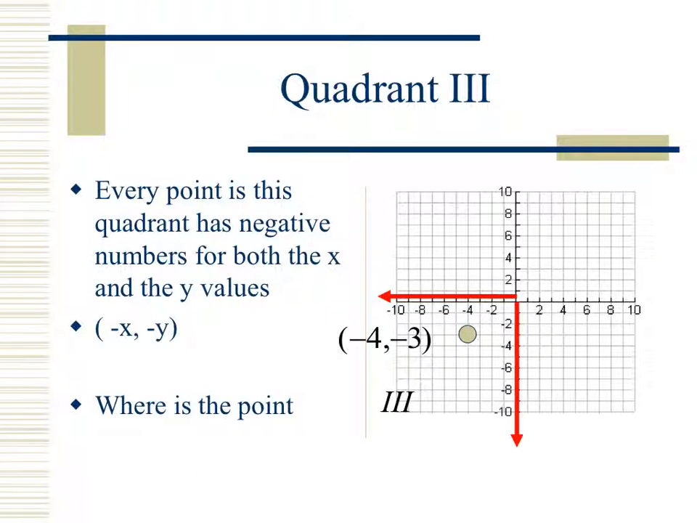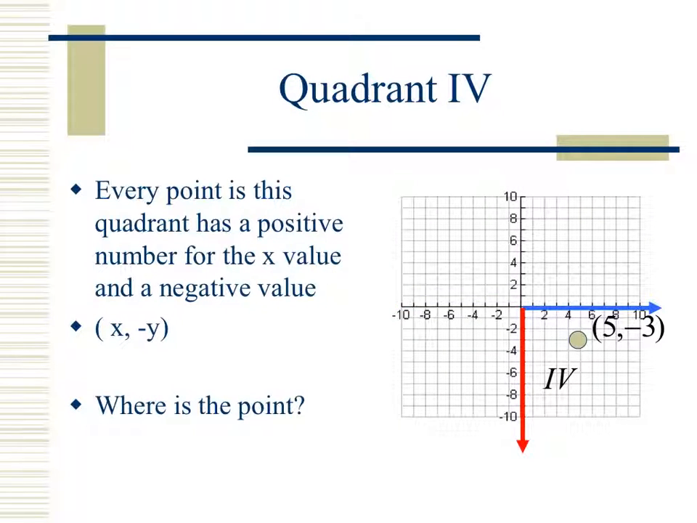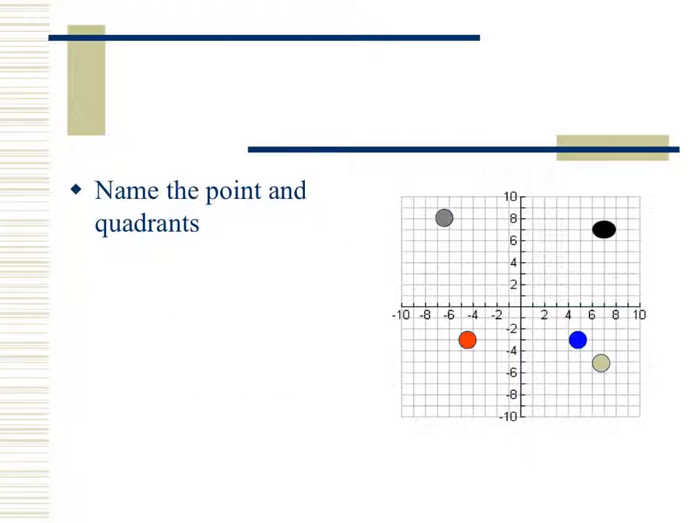In the third quadrant, we now see that we have a negative for both x and y because we are moving to the left, and we're moving down for each one of our points. And finally, for our fourth quadrant, we have a positive x and a negative y because we are moving to the right, and we are moving down. See if you can identify the quadrant each point is in, and the ordered pair for every point.